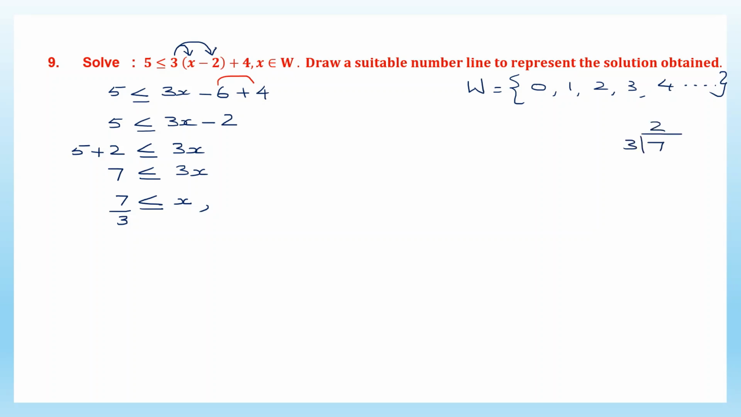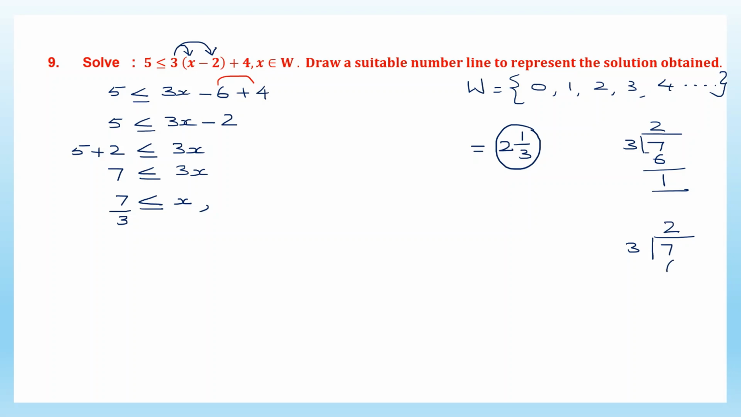3 2s are 6, minus, we have 1. Now my answer here is 2 1 by 3. If I write it as a fraction or a mixed number, this is what I get. Now let me get a decimal number. So let me divide 7 by 3 to get a decimal number.